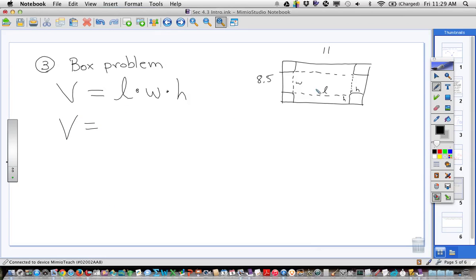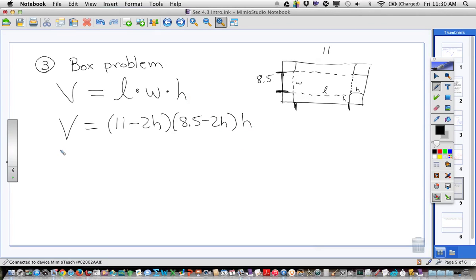So let's rewrite our equation. What would be my length here? Won't the length be 11 minus 2h? The length will be this distance right here. Well, that's 11. Take off an h there and take off an h there. So the length is going to be 11 minus 2h. What's the width going to be? That'll be this right here. That's going to be 8.5 take away 2h. And then what's the height going to be?